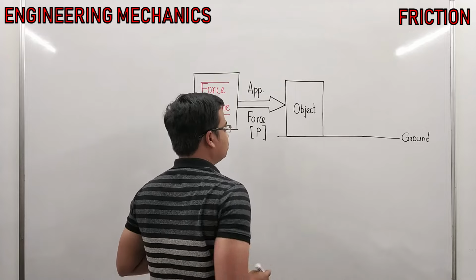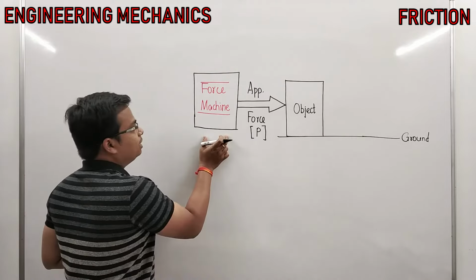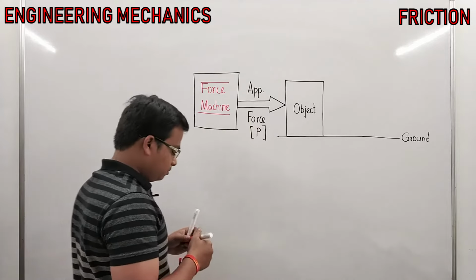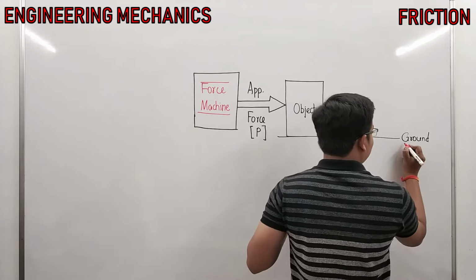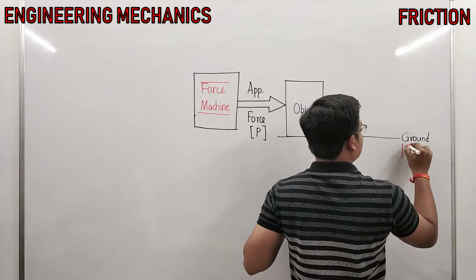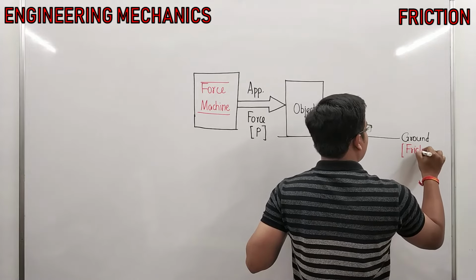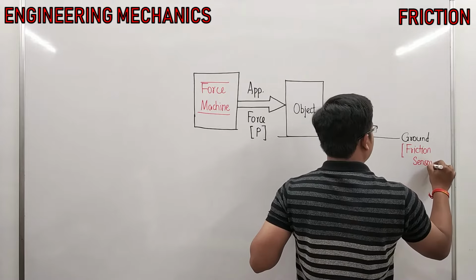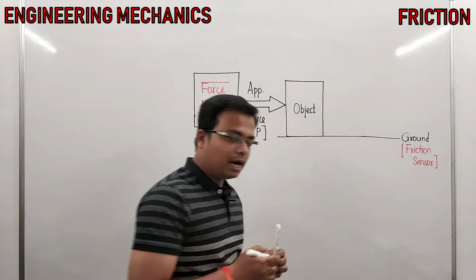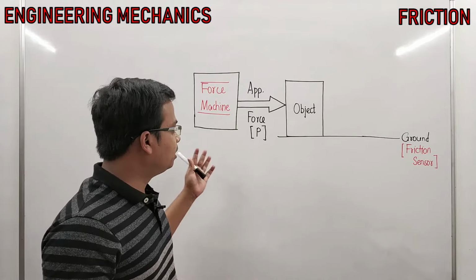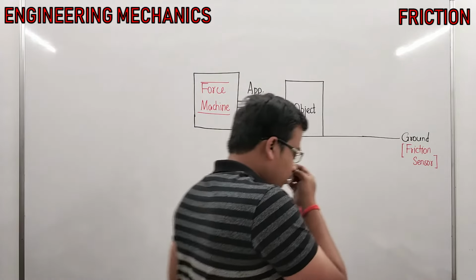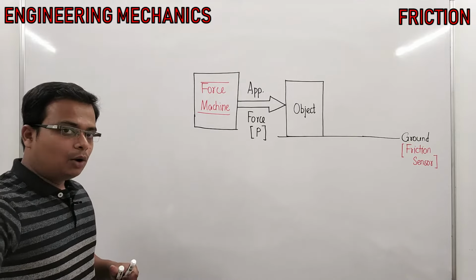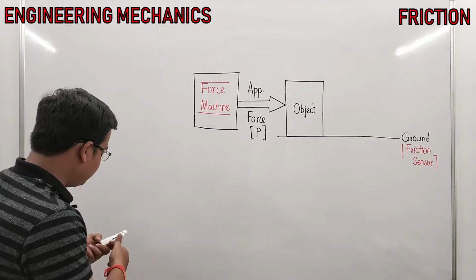So there is this force P, which has to be applied with the help of a force machine. Another thing that we have is a sensor. Now, this ground is special. Let's say that this ground has a friction sensor. Okay, so this is all hypothetical. I'm just trying to build it up using a simple story. I'll try to explain this concept. What happens? Let us try to make a plot between the applied force and the friction force. How things are going to work out, let's try to see that.